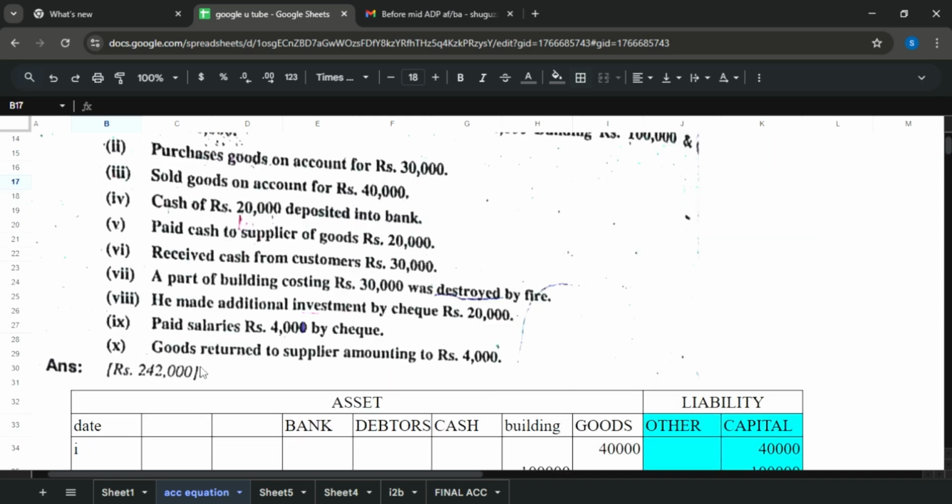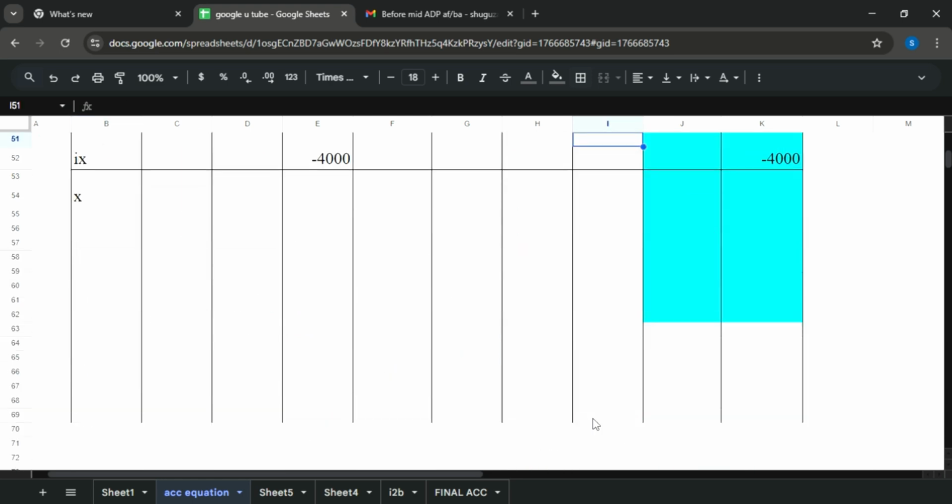Alright guys, number 10 entry. Now it's the last entry. Goods return to supplier. Please underline this word, to. This is very important to understand. We are returning goods. It means goods are going out. There is a decrease in goods. This is our column of goods. So 4,000, since decreasing, you will put a minus sign on 4,000.